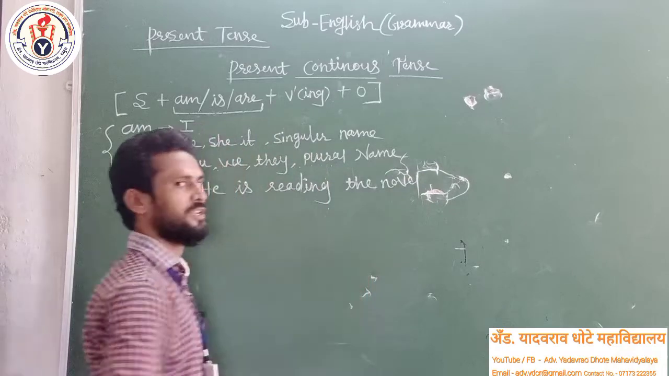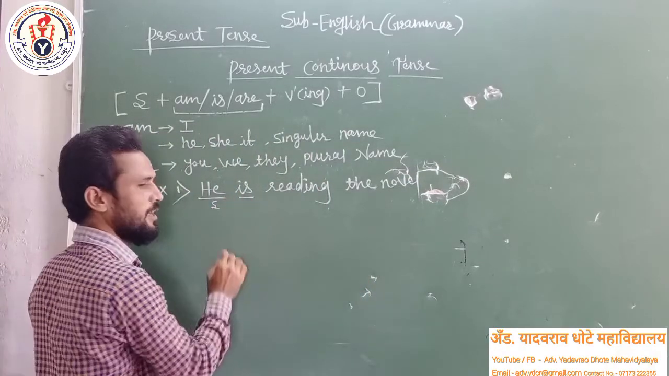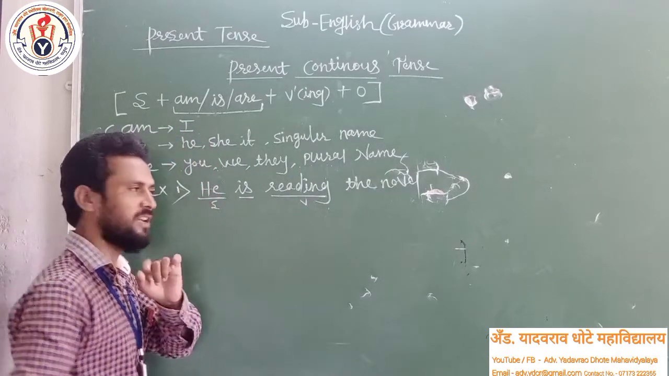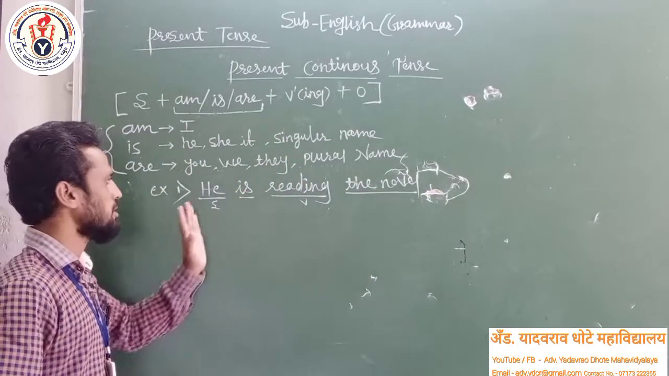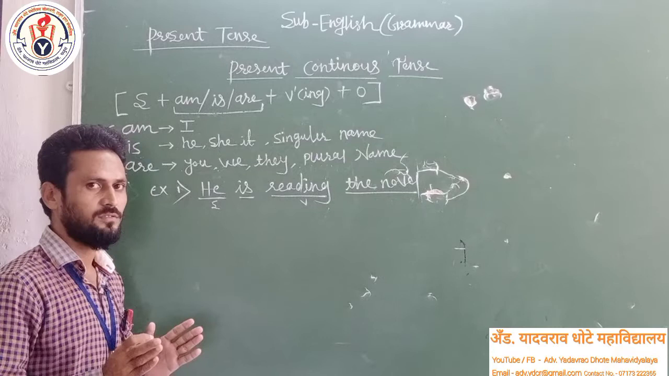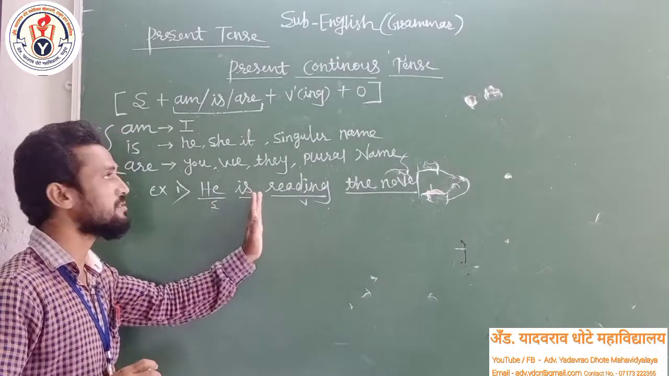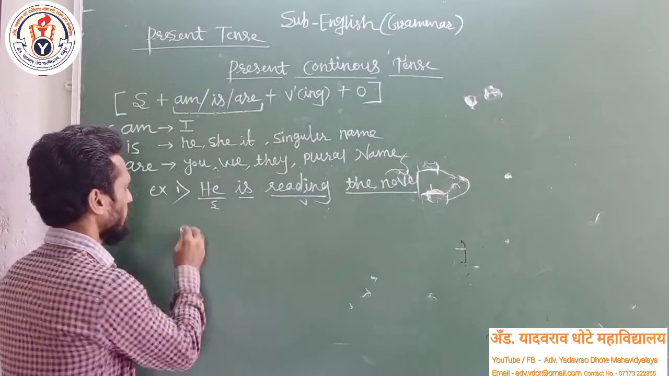The novel is object. So in this way, he is the subject, is to be, reading verb ing present participle, and the last the novel object. In this way, there is a very easy method to compose the example or sentence with the help of given formula of that particular tense.